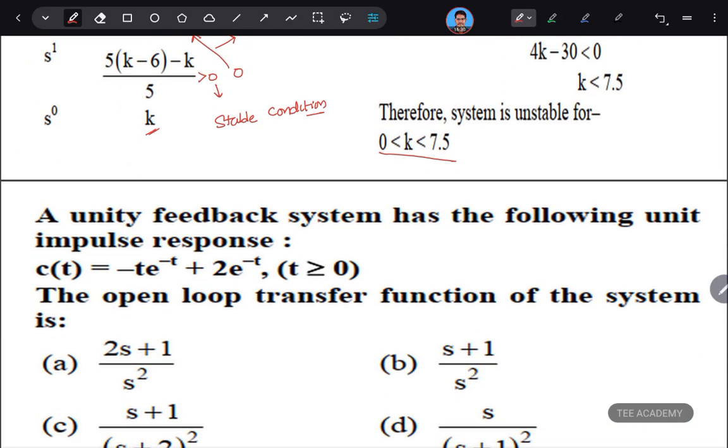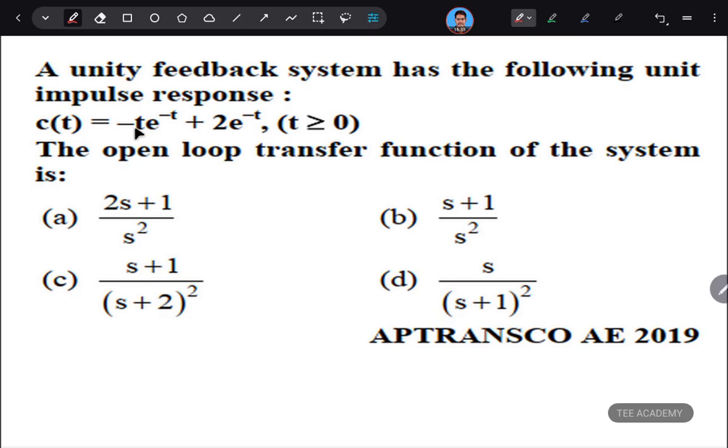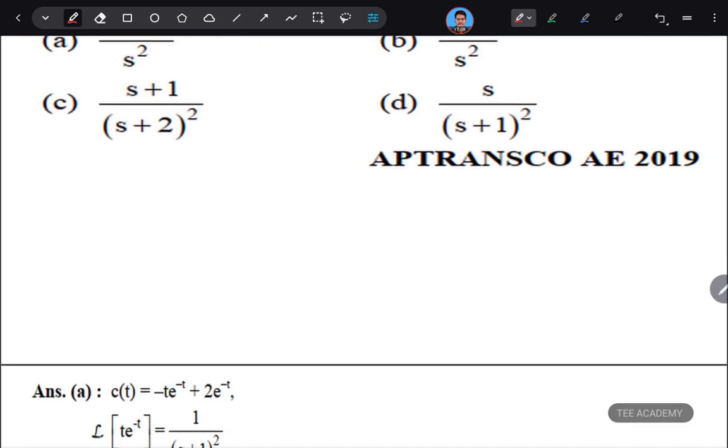Okay, so next move to the question here. This question is from the transfer function. A unity feedback system has the following unit impulse response. Impulse response c of t is equal to minus t into e power minus t plus 2 into e power minus t, for t greater than or equal to 0. Then the open loop transfer function of the system is asked. So we need to find the open loop transfer function of this unity feedback system. The options are shown here.